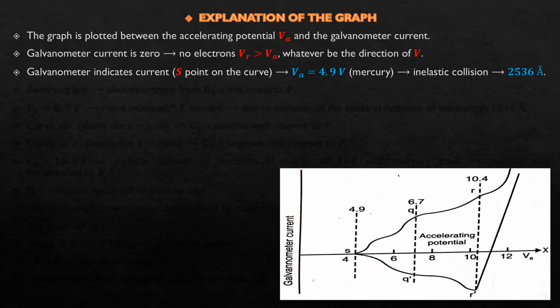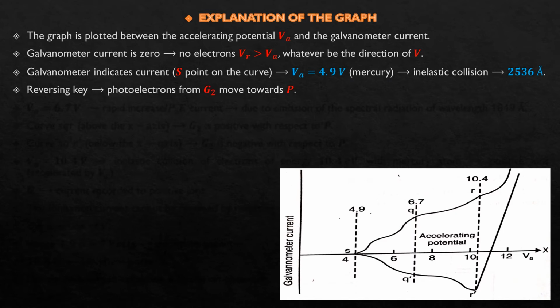Then the galvanometer indicates some current, shown by the point S on the curve. Here VA is equal to 4.9 volt; due to inelastic collision, the mercury atoms excited by inelastic collisions with electrons of energy 4.9 eV return to the ground state with the emission of spectral radiation of wavelength 2536 Angstrom.